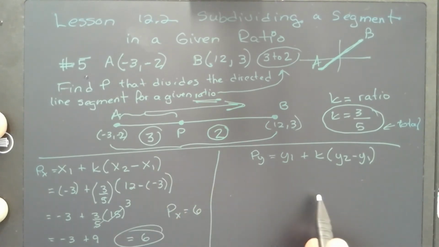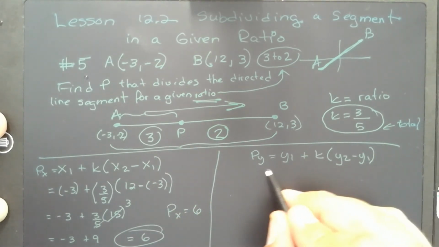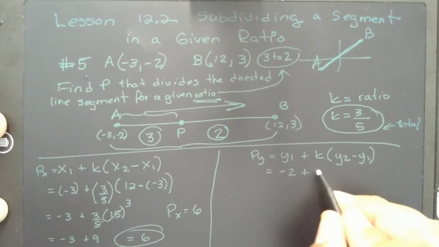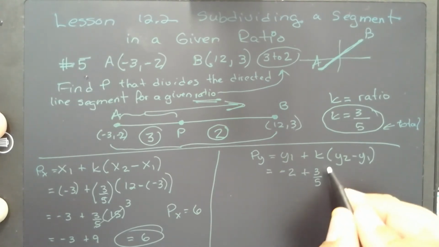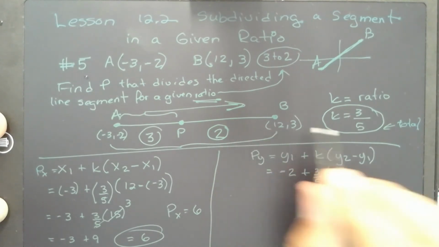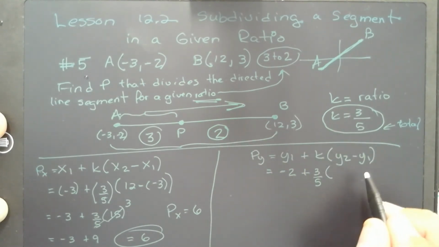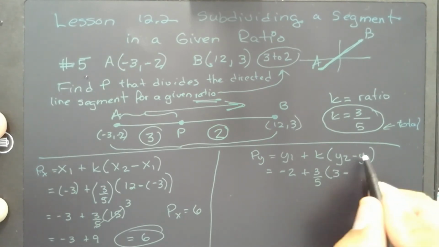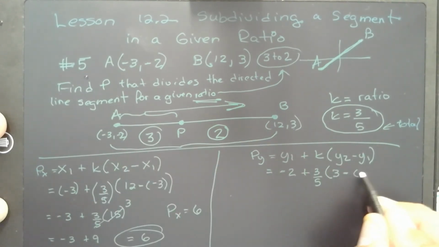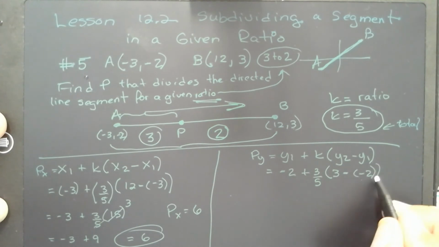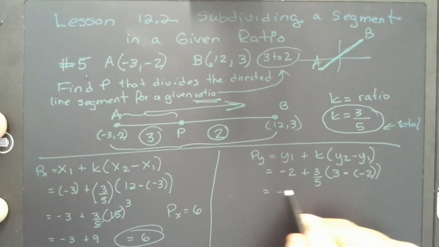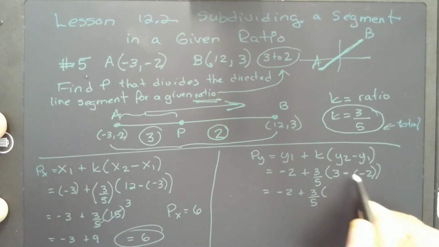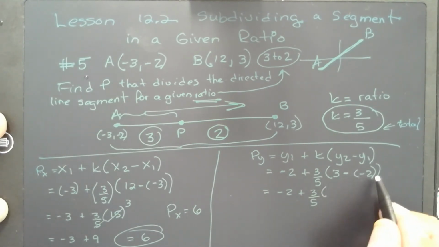We're going to repeat the same process over here. This will be y1, negative 2, plus 3 over 5 times y2, which is 3, minus y1, which is negative 2. And we're going to work this out. This will be negative 2 plus 3 over 5 times, what's 3 minus negative 2?